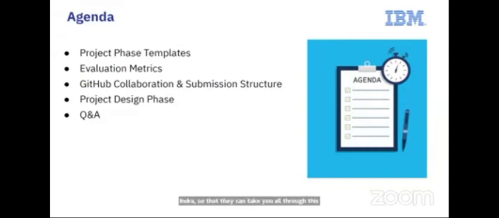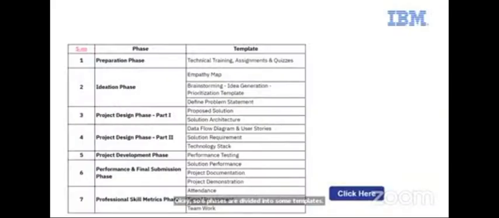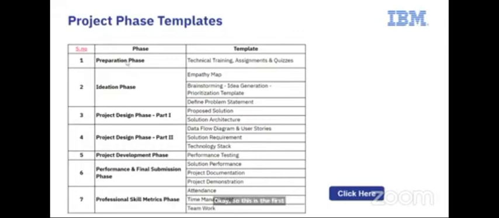Okay. So templates. We have 6 phases. So 6 phases are divided into some templates. The first phase is assignments and quiz. That is nothing but the preparation phase, where we'll have the technical training, assignments, and quizzes. This is the first phase, and as you all know, the phase is going on and it is in progress. Your students are attending the technical trainings and they are taking up the assignments and quizzes simultaneously.